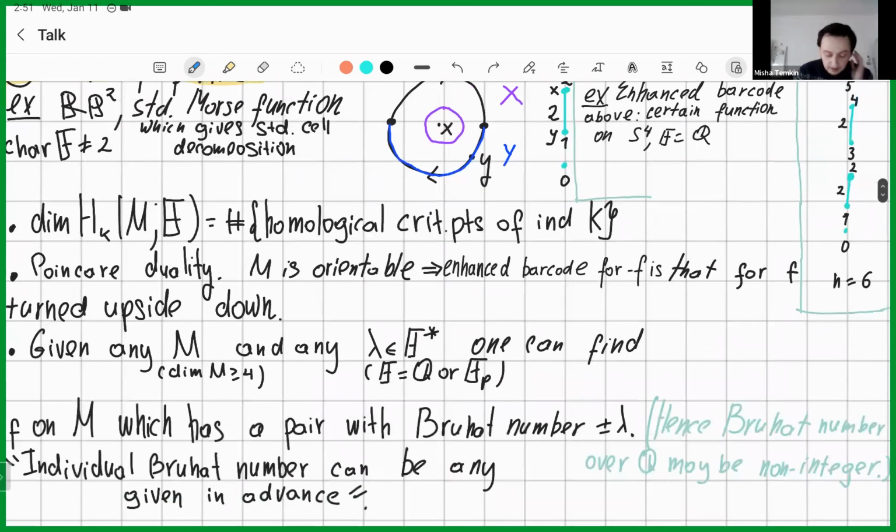And the slogan here is that individual Brown number can be any given in advance. So you give me the manifold, you give me the number in the field which is either Q or FP, and I give you the function which has at least one pair with the given Brown number, right? So in some sense, there's no control over individual Brown number. It can be any.